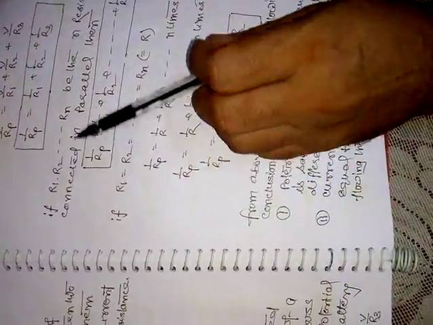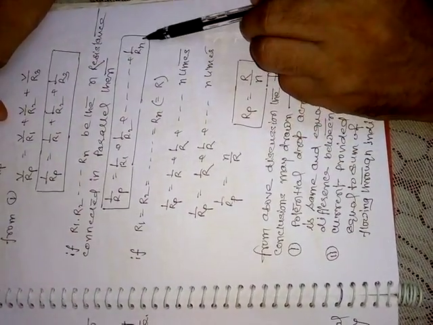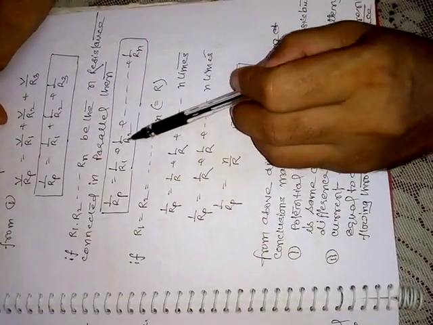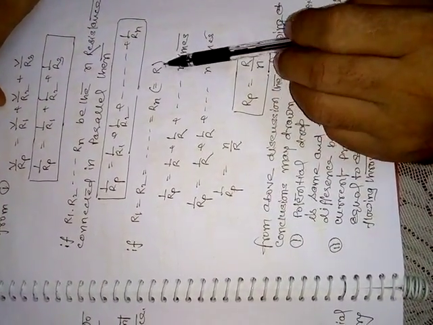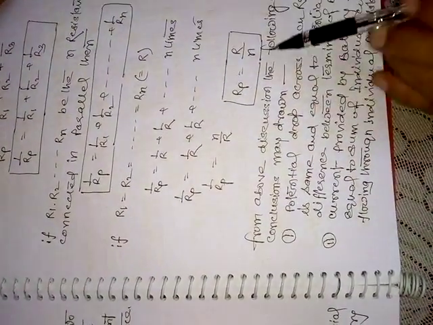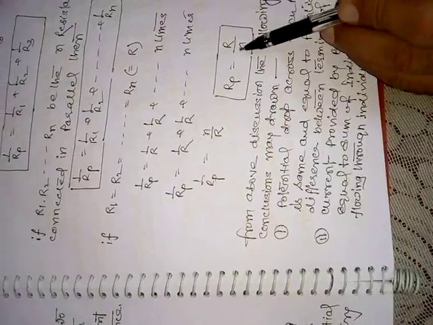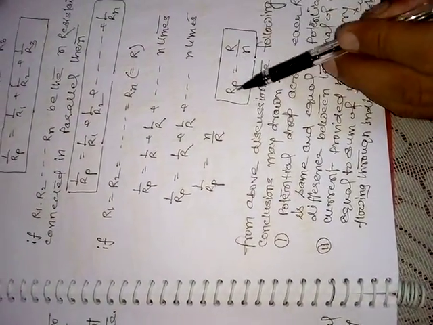Here we have n resistors of different values, so 1 upon Rp is equal to 1 upon R1 plus 1 upon R2 up to 1 upon Rn. Suppose if their individual values are same, R1 is equal to R2 up to Rn, which is R, so 1 by Rp is equal to 1 by R plus 1 by R up to n times. Finally we will get Rp is equal to R by n. It means as the number of resistors increases, the resultant resistance decreases.